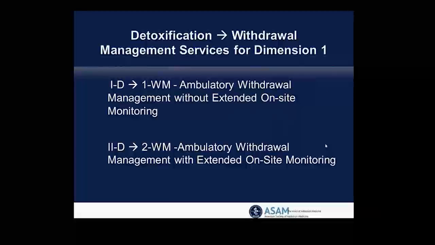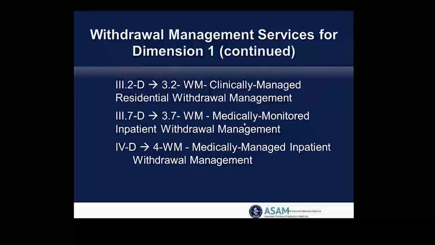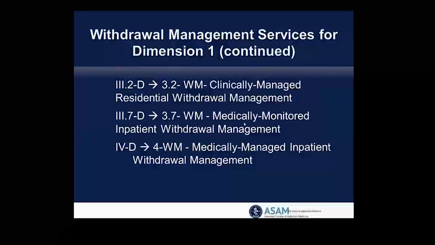If somebody needs 24-hour help through withdrawal, that would be 3.2 WM. That's clinically managed, run by not doctors and nurses, but clinicians who know when to call a doctor or nurse and have protocols for that. If somebody is more severe in their withdrawal, then they would go to 3.7 WM, which is 24-hour nursing care and a doctor available to see the person if necessary.